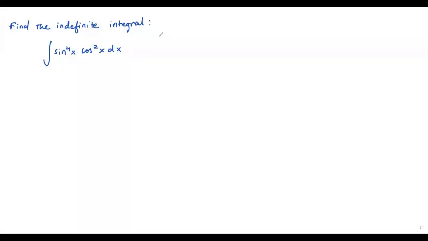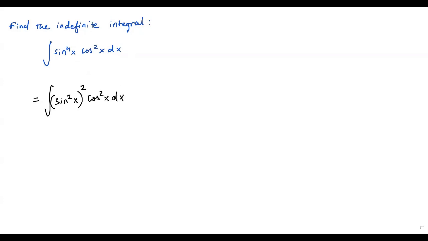Here we have a problem on integration, that is, we have to evaluate this indefinite integral: the integral of sine to the fourth power x times cosine square x dx. In my first step, I am going to write this sine to the fourth power x as sine square x whole to the second power, times cosine square x, dx.